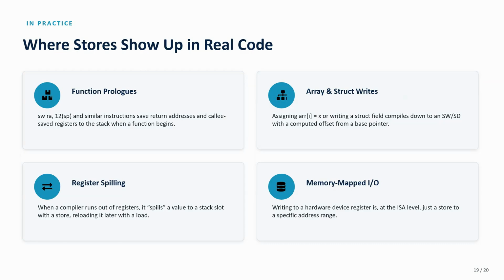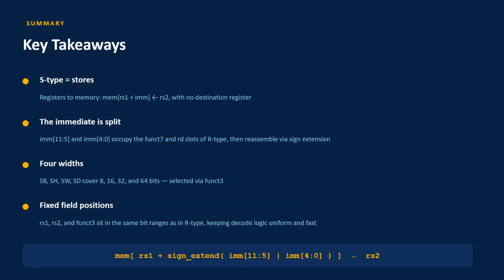So where can store instructions be used? They can be used in functions, in register spilling, when we are dealing with arrays and structs, or when we're dealing with memory-mapped IOs. So this is about our S-type instructions, where we have discussed all kinds of S-type instructions and what the instruction format is. This is very important if we want to build a RISC-V processor. Whenever we are trying to develop the Verilog code, we need the instruction encoding so that we can follow it and build our code.